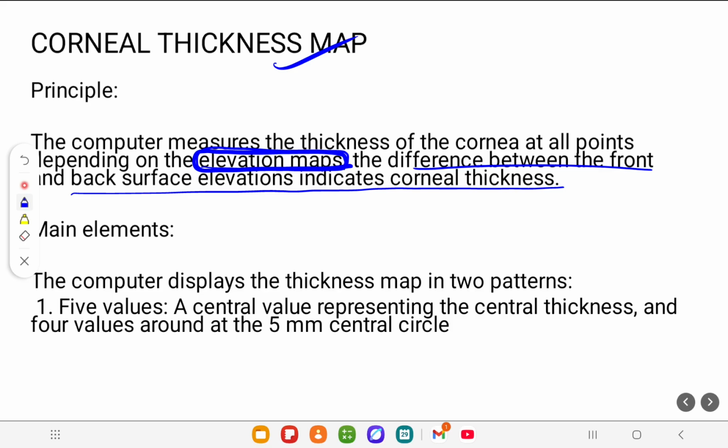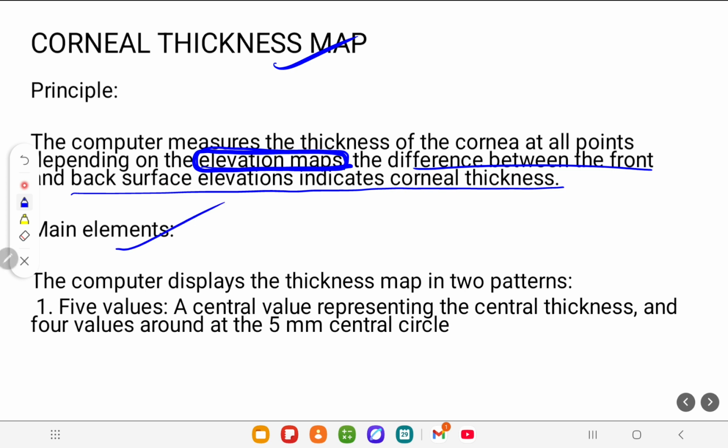One condition where the elevation map gets wrong information is a corneal scar on the anterior surface. Then the posterior surface elevation map will be very bad, so not reliable. In that case, you cannot rely on the corneal thickness map. So it's very important. You need an OCT, which definitely plays a better role.